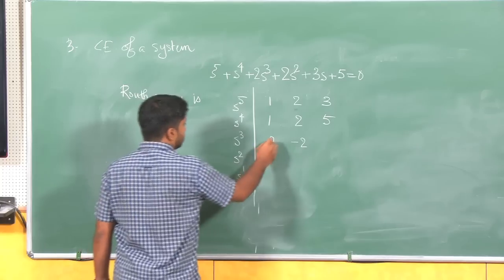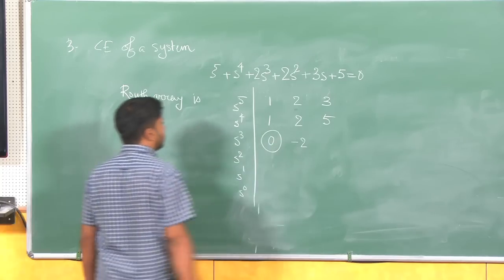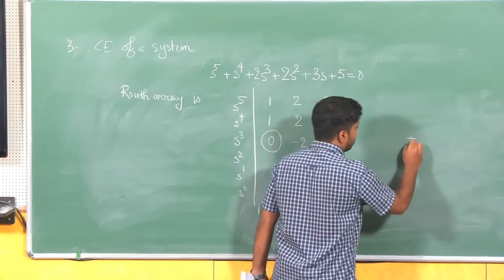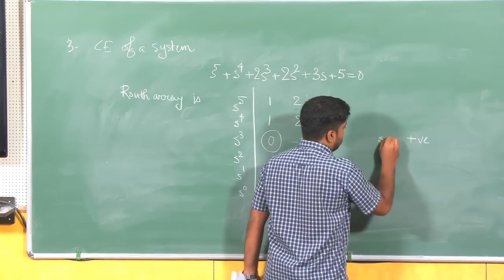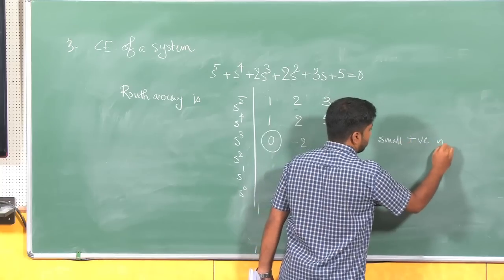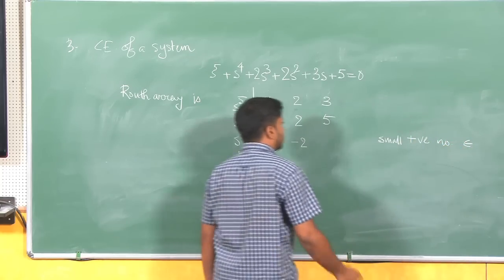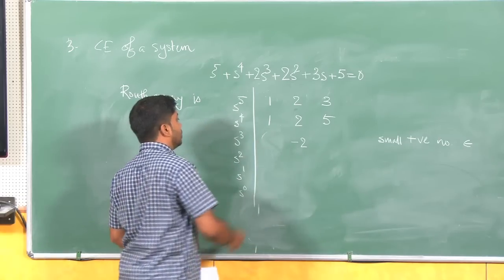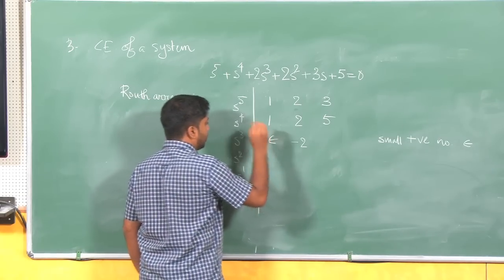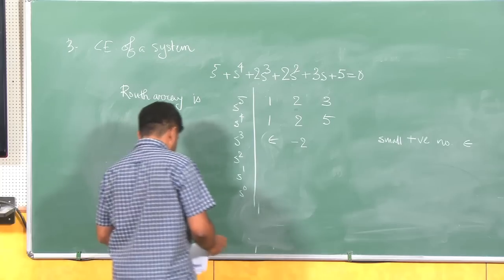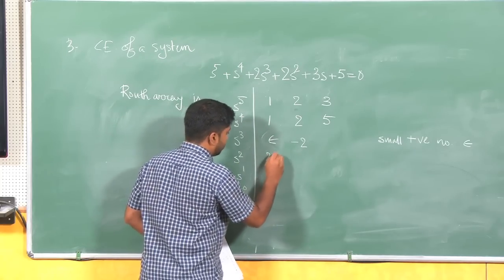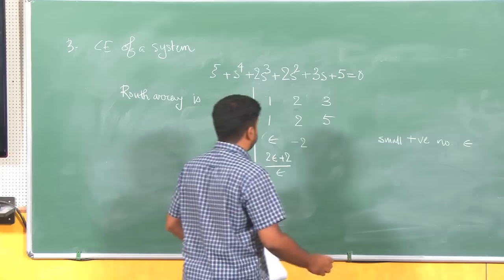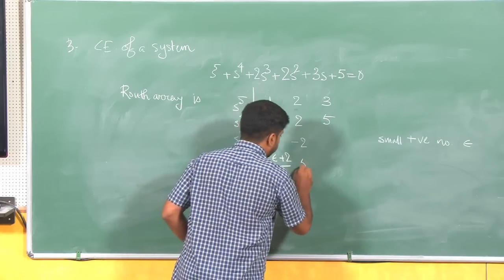So, we see that this term is becoming 0. What we learnt is that we replace it by a small positive number epsilon. So, the 0 is replaced by a small positive number epsilon here. Now, the next term becomes 2 epsilon plus 2 by epsilon, and here we get 5.